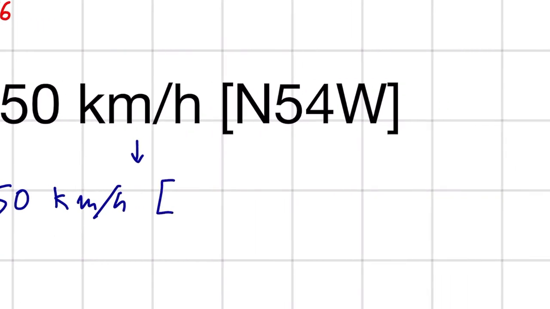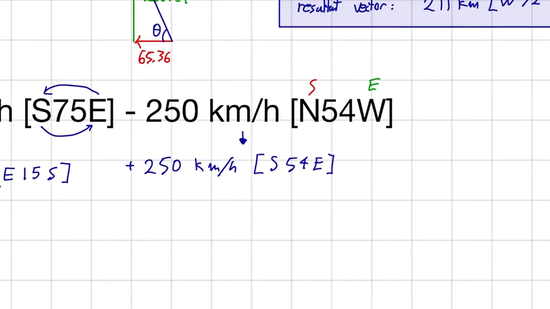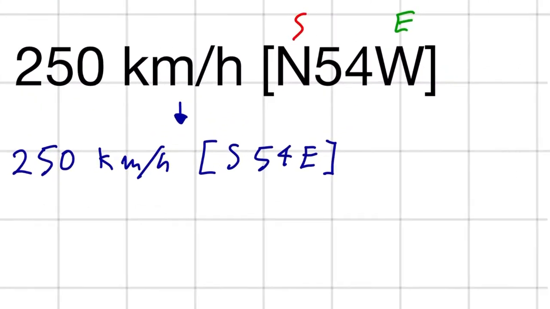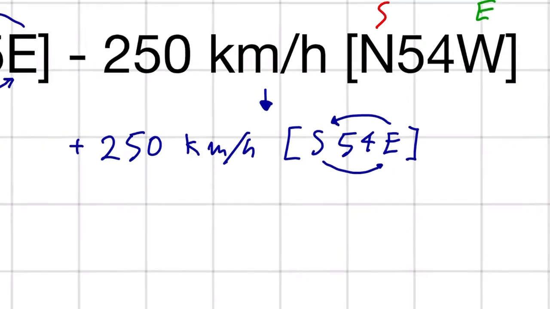So if we change our north for south and our west for east, we will have the opposite vector. So south, 54 east. So subtracting this is equivalent to adding this. And then again, we're going to have to flip our directions. We want our east to be the first and our south to be at the end.